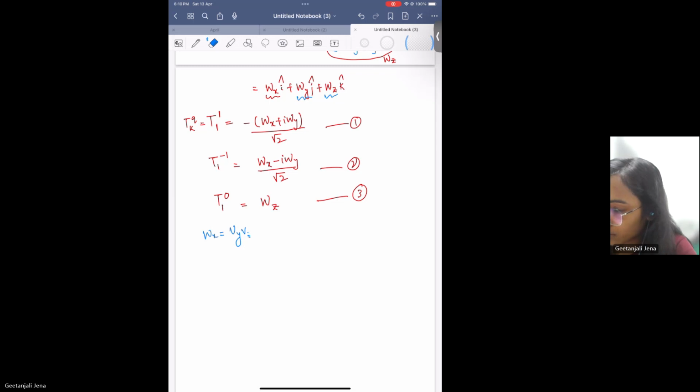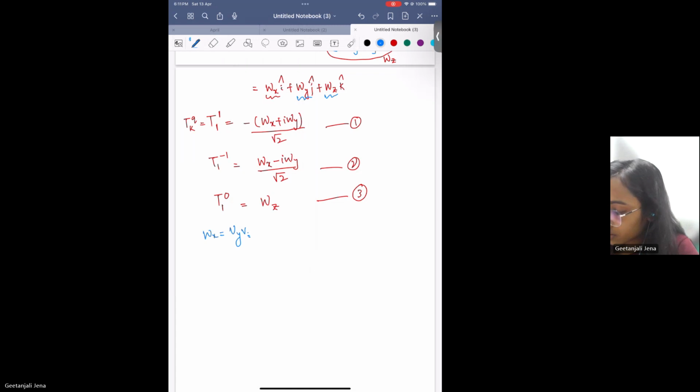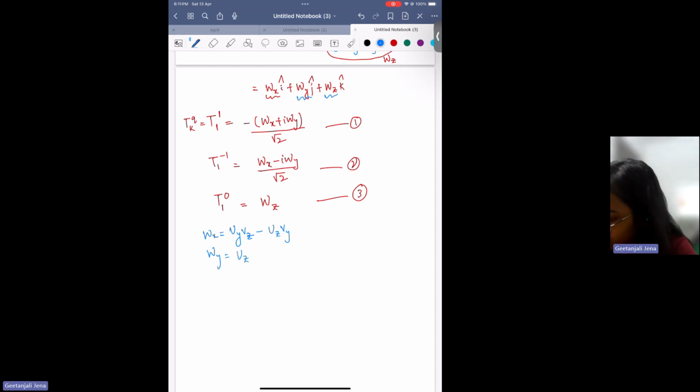So this would be vx uy vz minus uz by, and wy is uz vx minus ux vz, and the last term is wz, which is ux vy minus uy vx. So you have to put this expression in equation 1, equation 2, and equation 3.